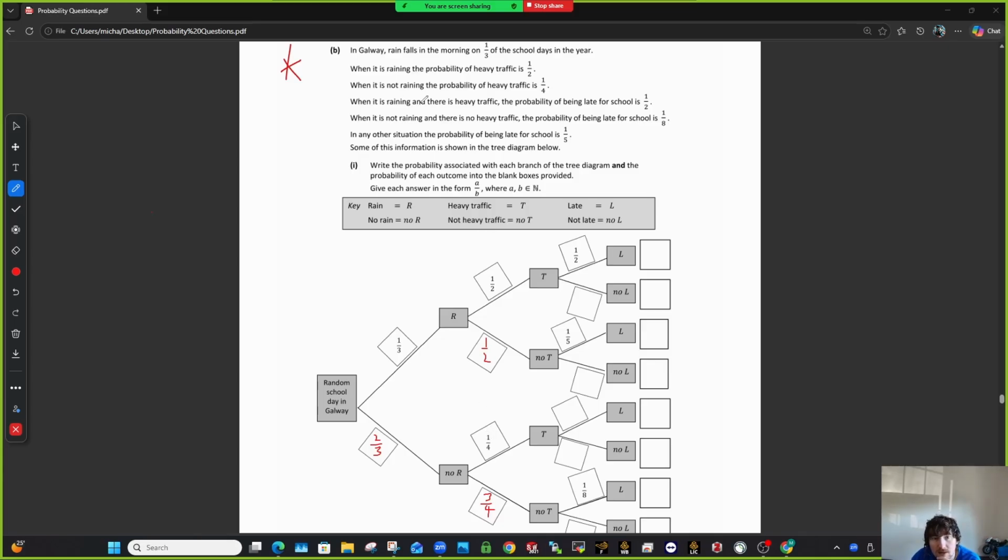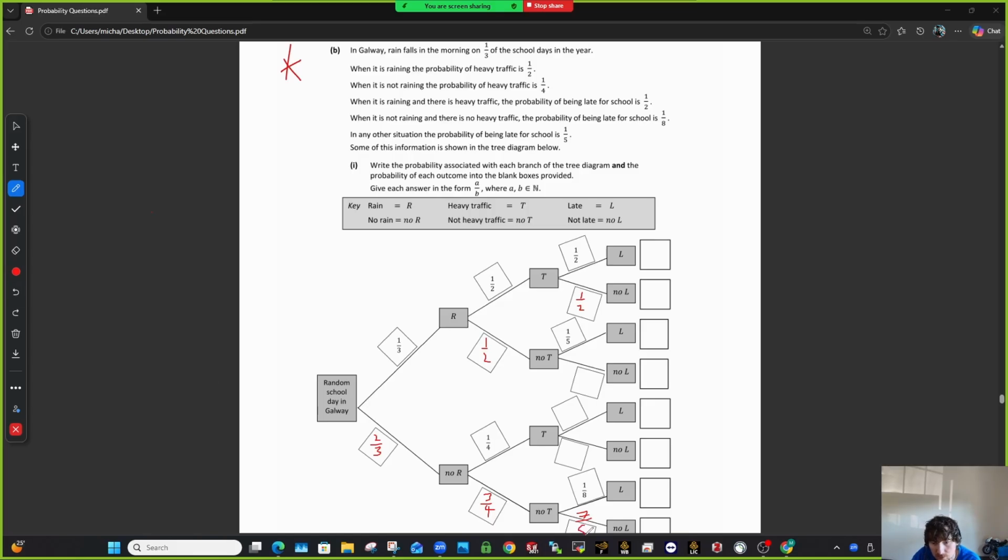Keep it going here. When it is raining and there is heavy traffic, you've multiplied your way along the branches. So we're here: it's raining and there's heavy traffic. There is a half chance of you being late for school, L meaning late. So then there's a half chance of not being late. When it is not raining and there is no heavy traffic, that's down here. The probability of being late is 1/8, so that's how they wrote the 8 there. Thankfully they've put some of these statements in the diagram. So then you have a 7/8 chance here of not being late.